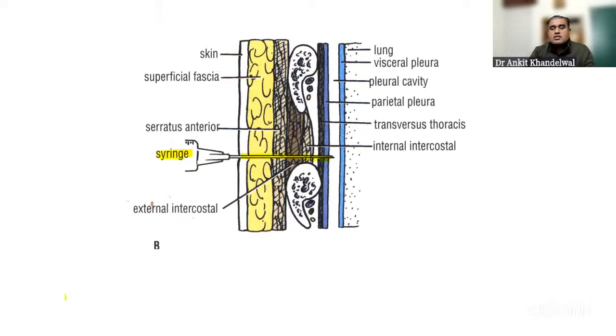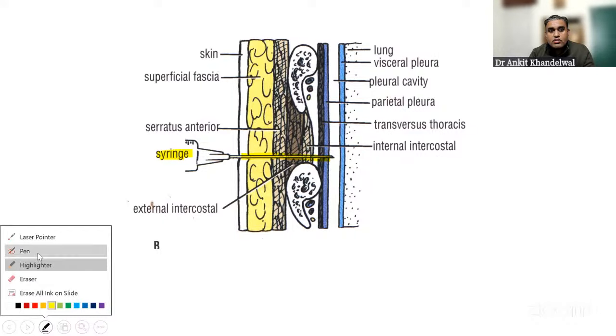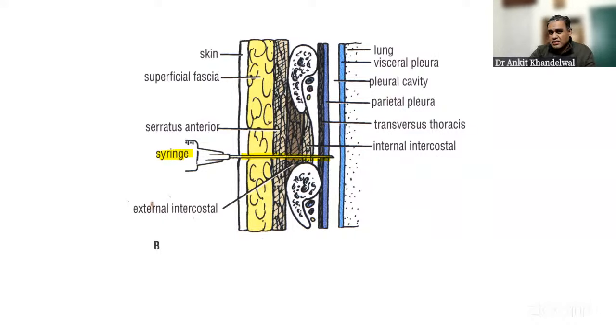This is a which image? We can say which sort of section is this? If I may ask you, try to think. This is which sort of section? Is it a transverse, sagittal, or a coronal section?